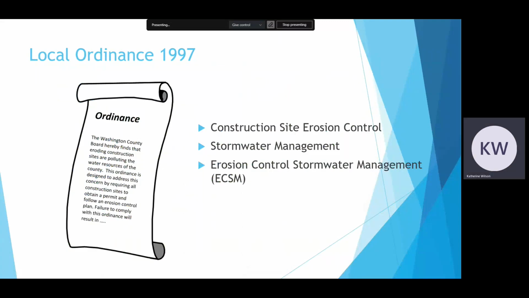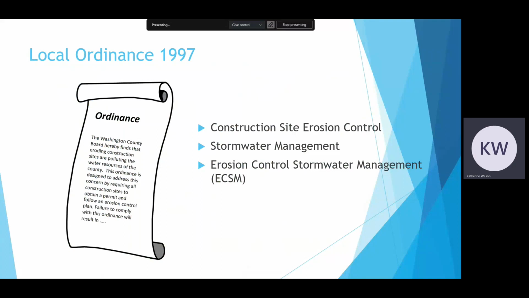All right, so now that we have the background, let's get into why we're giving this presentation. Why are we here? Most municipalities have adopted an ordinance to control erosion at construction sites and to control stormwater runoff from development. In many communities across the state, they may have separate construction site erosion control and stormwater management ordinances.